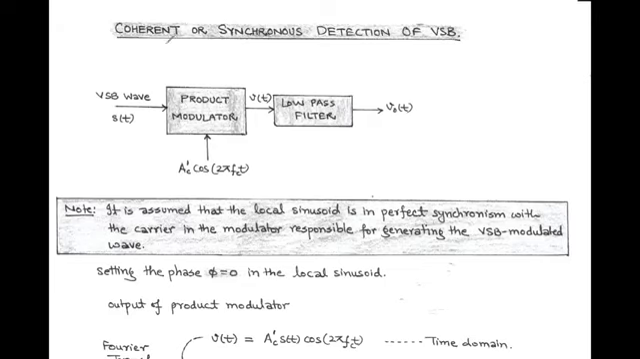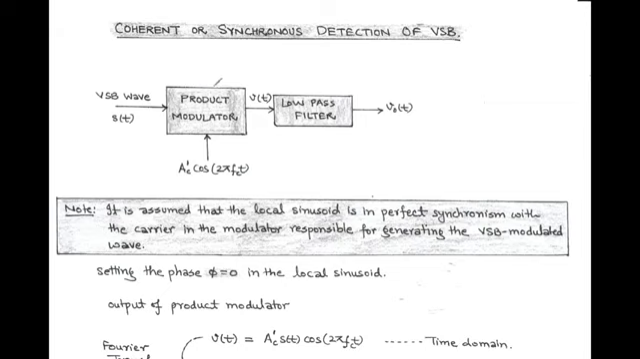Hello friends, our next topic is demodulation of vestigial sideband. For the detection of VSB, we use a technique called coherent or synchronous detection. In this, we use a locally generated sinusoidal carrier signal that is applied to the product modulator.